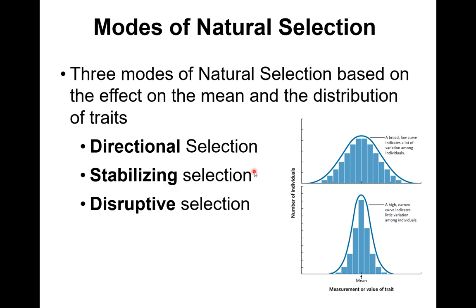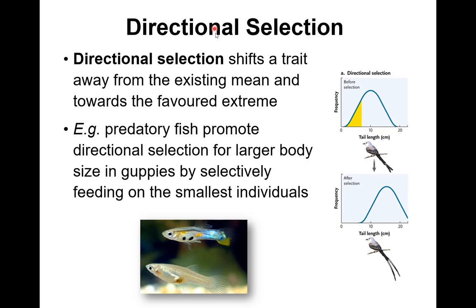What do we mean by that? Let's look at the different effects. When we talk about directional selection, what we mean is that natural selection is actually changing the distribution of the variance for a specific character by shifting the curve towards one of the 2 extremes, so either the higher extreme or the lower extreme. This is an example. So for example, here it's acting on these birds, pushing the length of the tail.